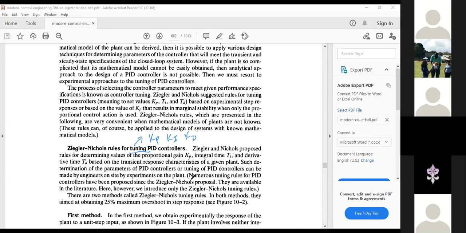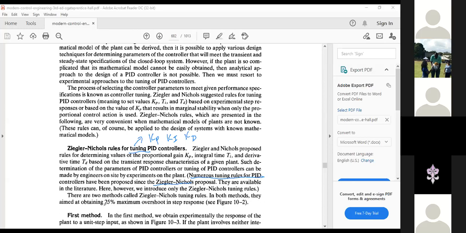All right. So as you see here, numerous tuning rules for PID controllers have been proposed since Ziegler-Nichols. But it's only Mr. Nichols' method we are talking about.